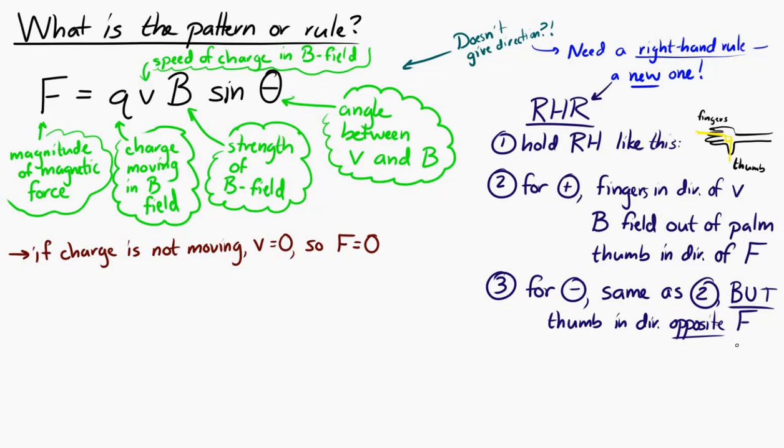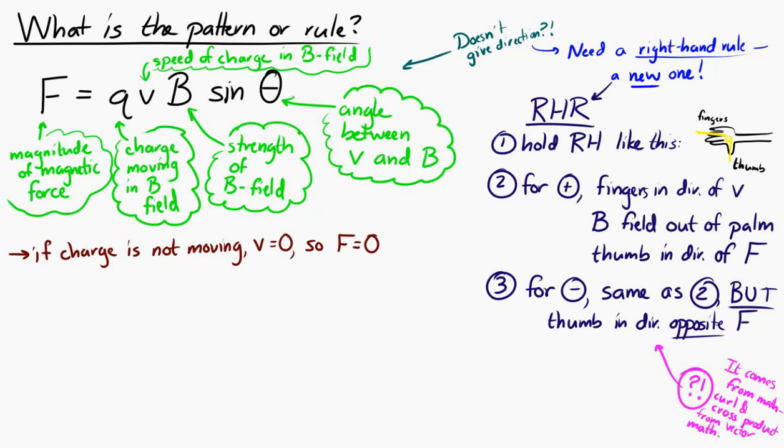All right. If you're wondering where did this come from? Why did physicists base all of this on right hands? It comes from math, actually. It comes from a curl or a cross product. So it's a little bit deeper than we want to go into. But trust me, it works.